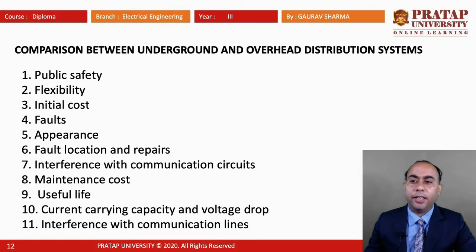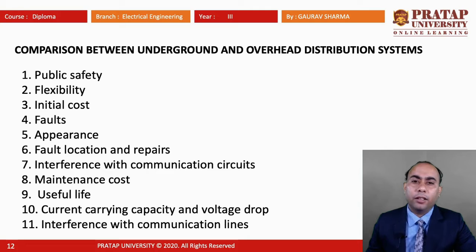In the flexibility category, we can say that the overhead structure is more flexible than the underground, because we can connect any conductor anywhere, anytime. But it doesn't happen in underground. The initial cost of the overhead system is lower than the underground system, because in the underground system we have to dig or create a cable trench, and we have to lay the cable.